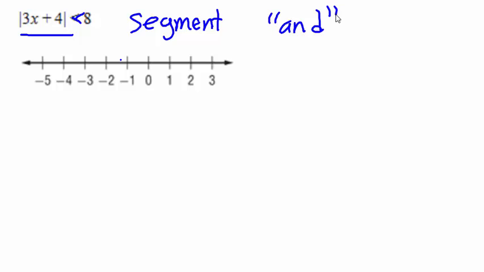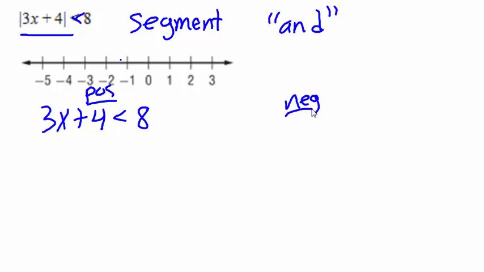So let's write our two branches. We have 3x plus 4 is less than 8. That is our positive branch. For the negative branch, you distribute -1 to the terms inside the absolute value, which will switch their signs. So 3x becomes -3x, plus 4 becomes -4, and will still be less than 8.